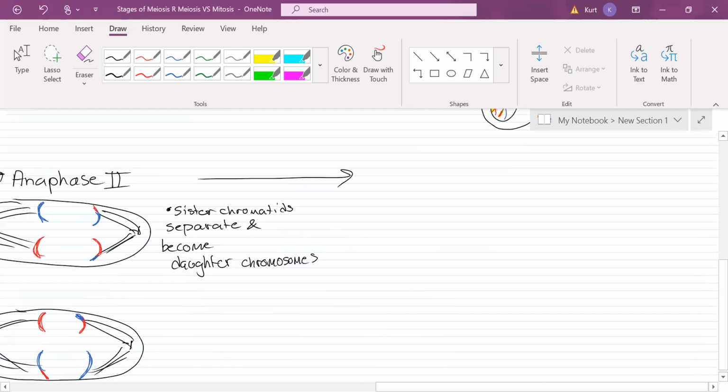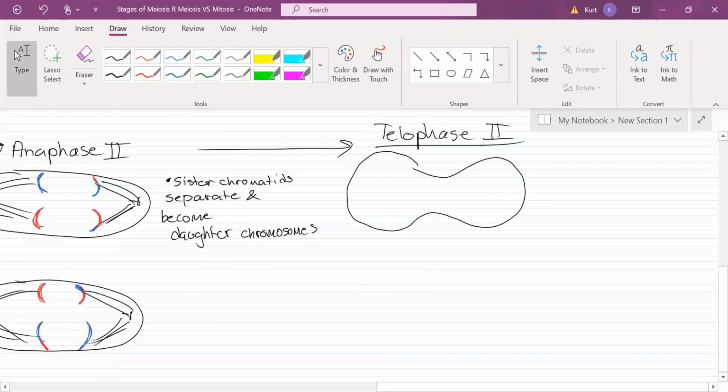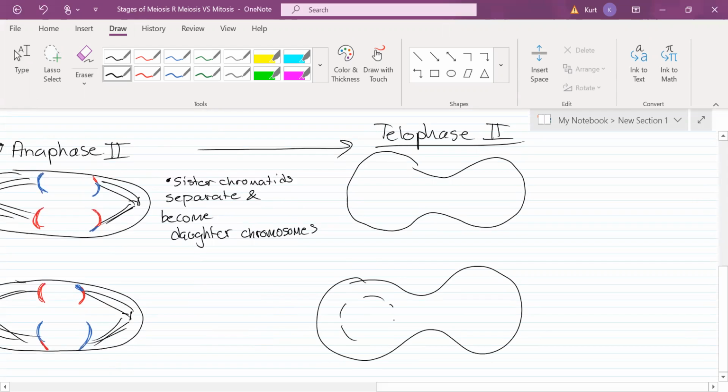Okay, let's get over to telophase 2. You have a nuclear envelope starting to reform. Spindle fiber is basically gone. And within each nucleus, you're going to have chromosomes.